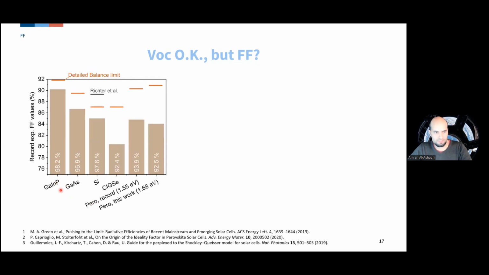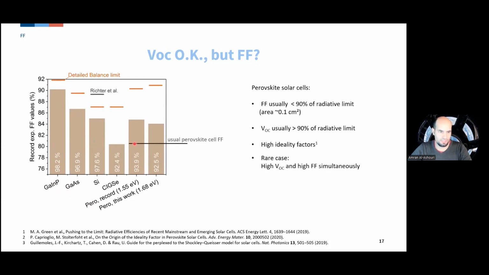Gallium indium phosphide, so III-V, gallium indium phosphide, usually reaches very high fill factors, has low ideality factors, and is close to the detailed balance limit. Silicon, because of its indirect band gap nature, also reaches high fill factors. But with perovskites, usually you're quite content with 80 or 81%, but 85%, and also 90% should be reachable with the perovskite VOC. And this, although the areas of the solar cells are rather small, around 0.1 square centimeters in literature, and still 81% is considered a good fill factor.